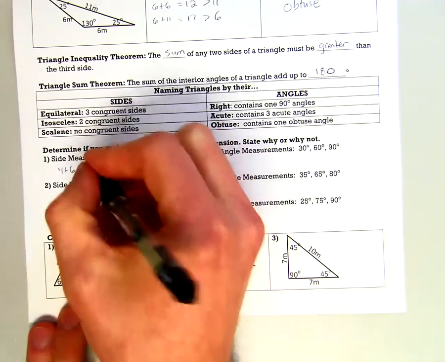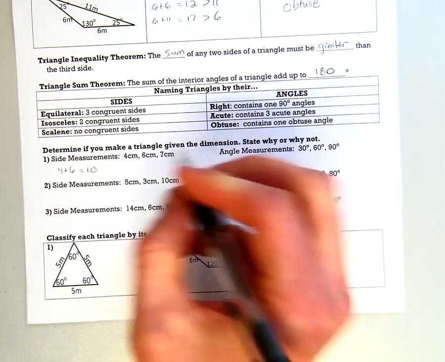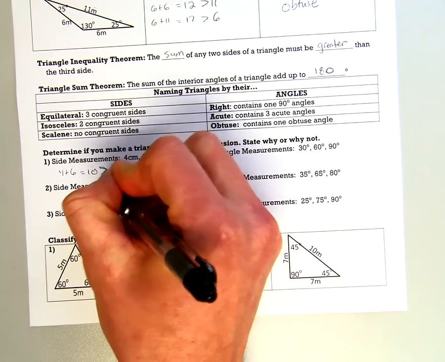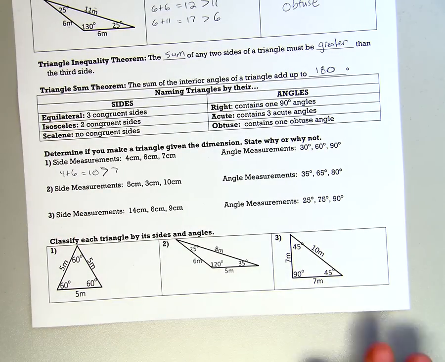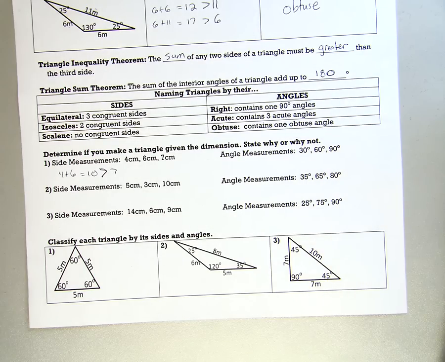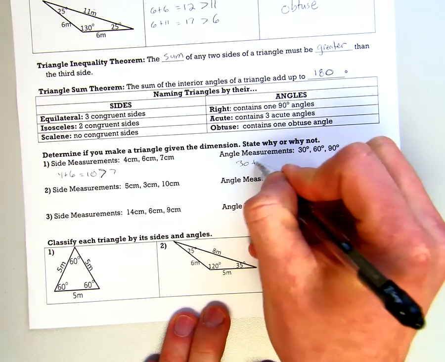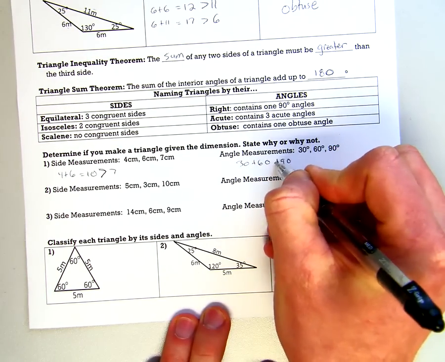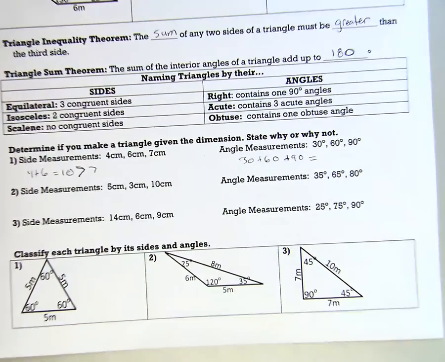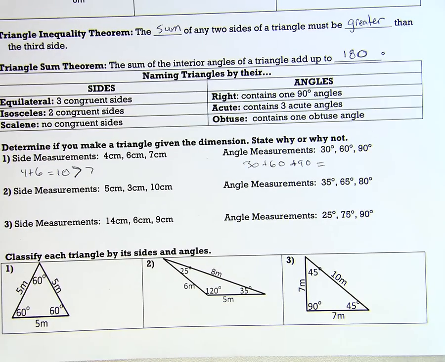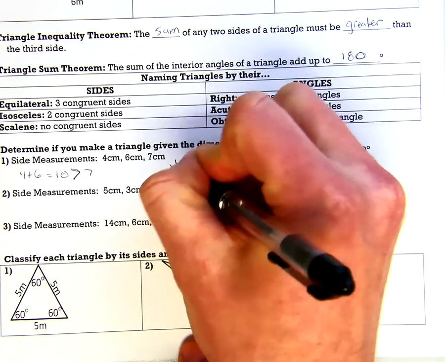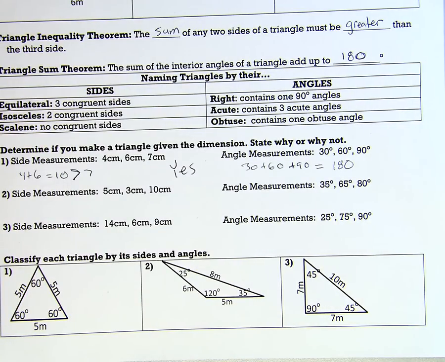4 plus 6 is equal to 10, and my last side is 7, and so it's greater than that, so yes, it does work. Then I'm going to use my triangle sum theorem with my angles to figure out if my angles work. In this case, I have 30 degrees plus 60 plus 90. If I add those up, 30 plus 60 is 90, plus another 90 is 180. So yes, that does work out for those two.